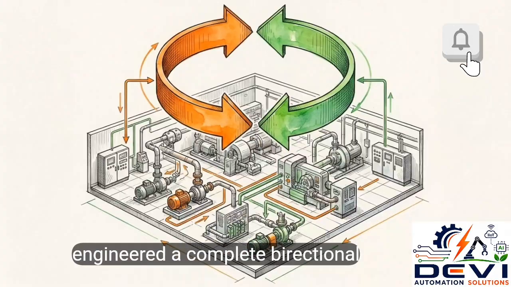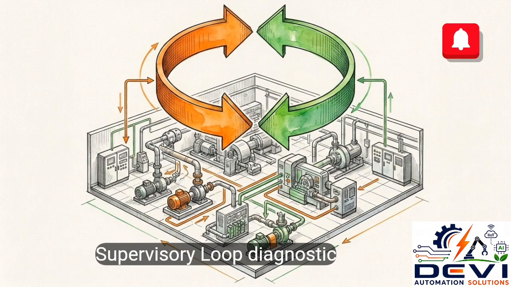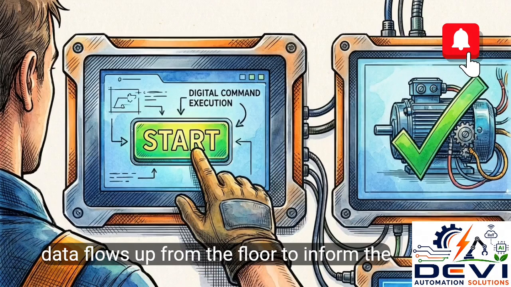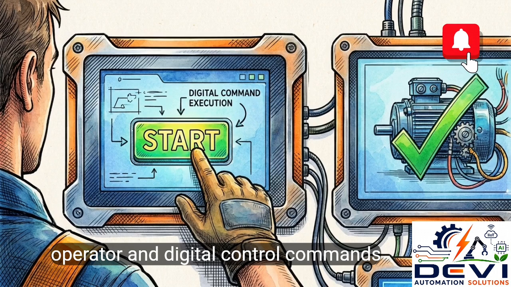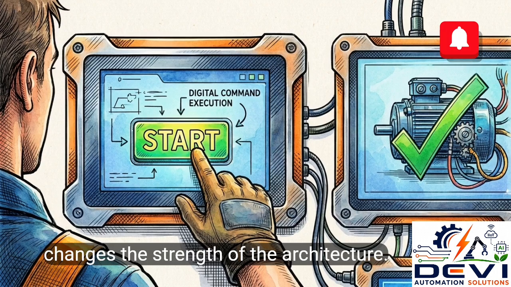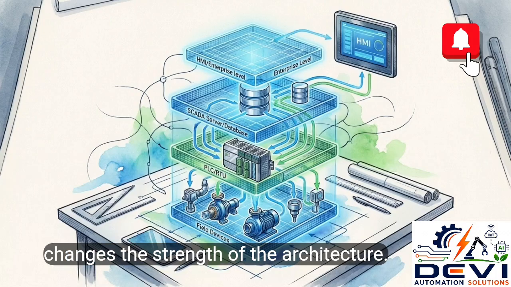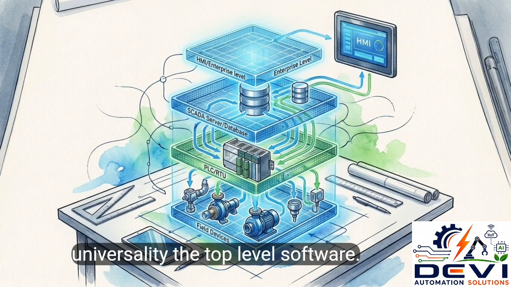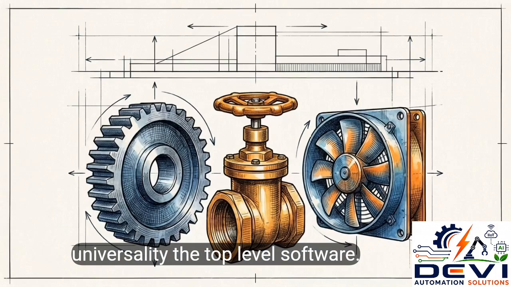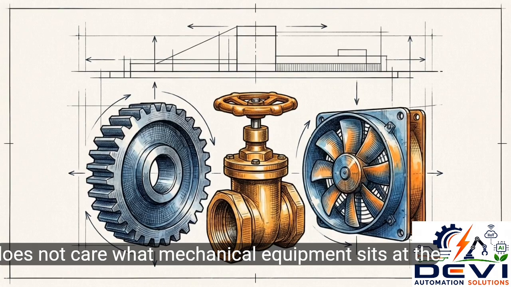We have now engineered a complete bidirectional supervisory loop. Diagnostic data flows up from the floor to inform the operator, and digital control commands flow down to execute mechanical changes. The strength of the architecture we just built is its strict universality. The top-level software does not care what mechanical equipment sits at the bottom.